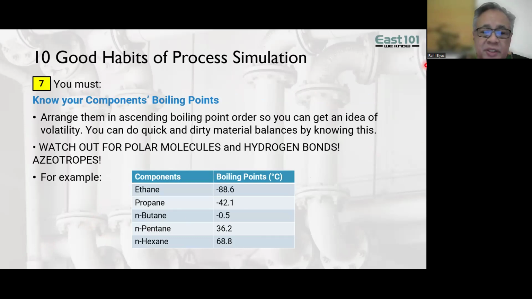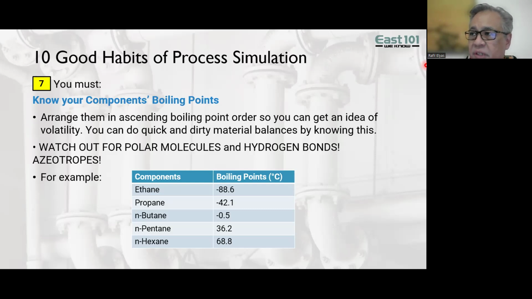Good habit number 7. This is just something that I typically would do. At the end of the day, if you're a chemical engineer, one of the things that you're going to be doing a lot of is vaporizing and condensing things. You do that in distillation all the time. That happens when you're in a flash drum or anything like that. So for me, if I want to do a quick and dirty heat and material balance, what I typically do is just arrange everything in terms of the boiling points. Then I can draw a line.